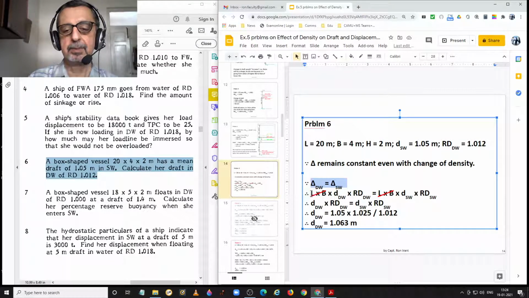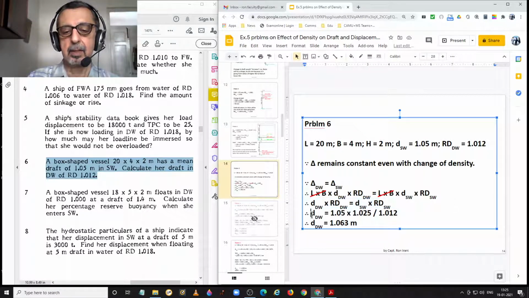Formula for displacement is equal to length into breadth into draft of dock water multiplied by the relative density of dock water, and that will be equal to the displacement in salt water. And formula for displacement in salt water is equal to length into breadth into draft in salt water multiplied by relative density of salt water. So length into breadth on both sides cancel out, and we have draft of dock water multiplied by relative density of dock water equal to draft of salt water multiplied by the relative density of salt water.